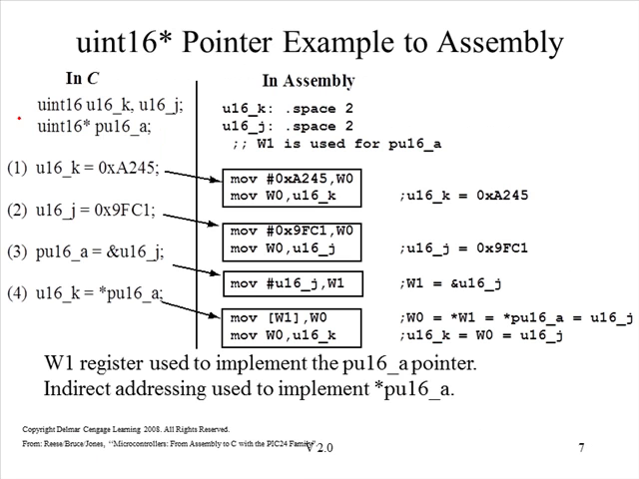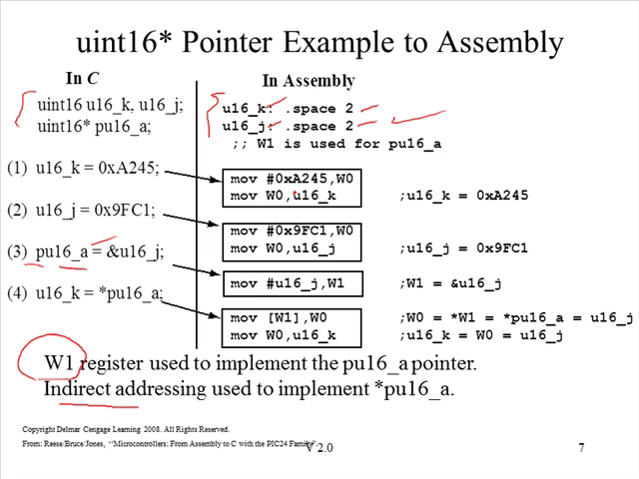Now let's see how we'd implement these C statements in PIC24 assembly language. We're going to reserve space for both K and J. Since they're 16-bit variables, we'll assign 2 bytes for each, or 1 word. When we're implementing a pointer, in our examples we're typically going to use a working register to represent that pointer and then use indirect addressing to implement the pointer operation. So in this case, the pointer A is not going to be assigned any space out here, but instead we're simply going to use register W1 to implement this operation.